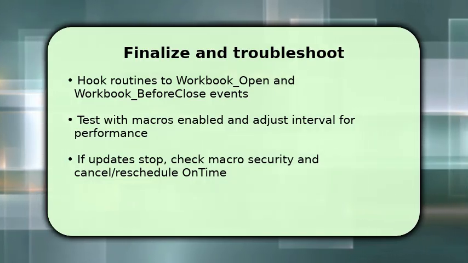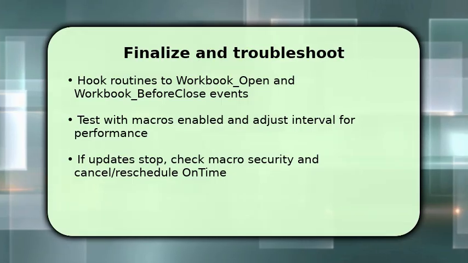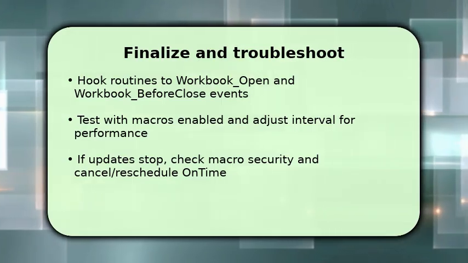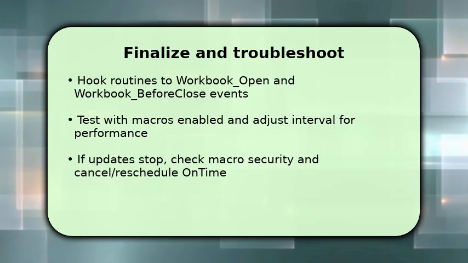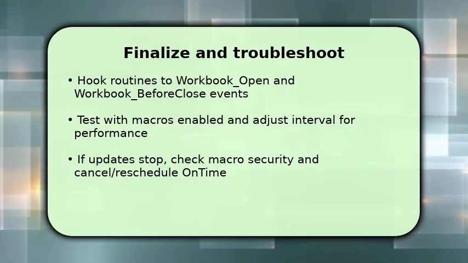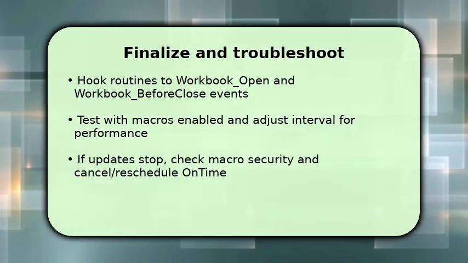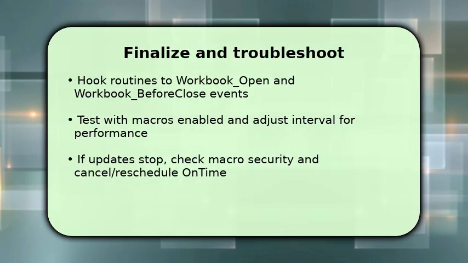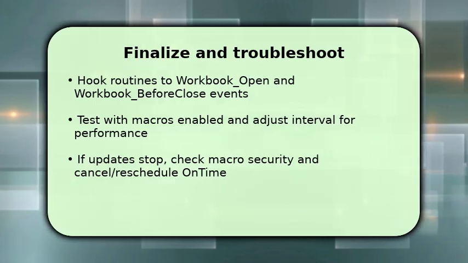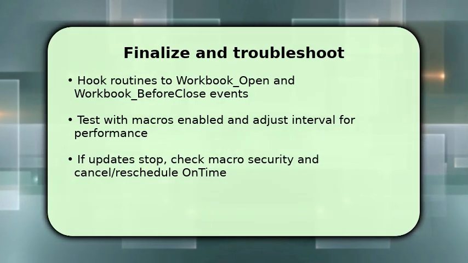Adjust the update interval if Excel slows. Longer intervals reduce CPU use. If the live time stops, make sure macro security allowed the code to run, and run the cancel sub, then re-trigger the start sub to clear stale schedules. This approach keeps updates reliable and prevents runaway background timers.